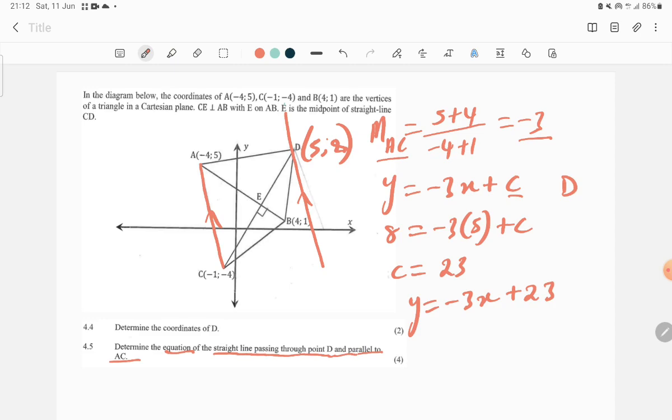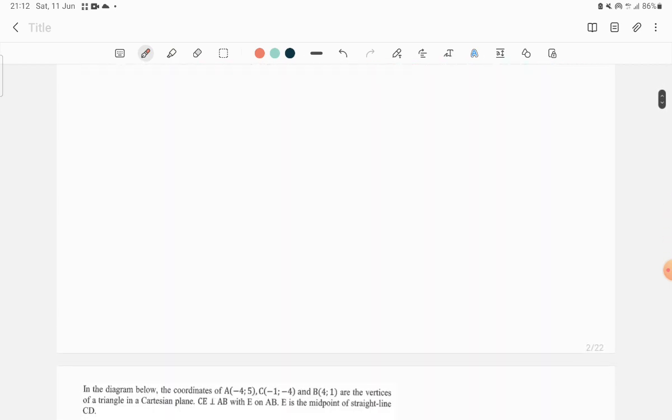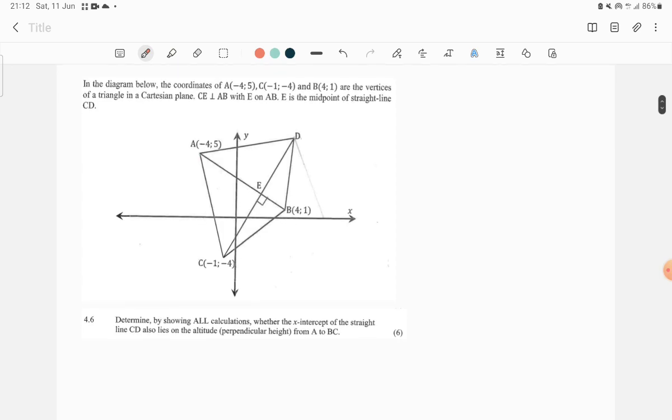So that is the equation of this straight line, which is passing through D and parallel to AC, because the gradient of AC was really needed for us to find the gradient of this new line. So that is what we have for question number 4. Let's quickly go to the last question.